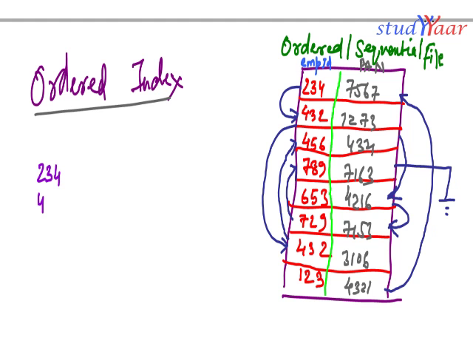Say, since this is an ordered index, the value in the index would be sorted. So first we have 123, then we would have 234, we would have 432. Okay, we would have only one 432. What do we have next? We have 456. Then we have 653. And we have 729 and 789. Okay.